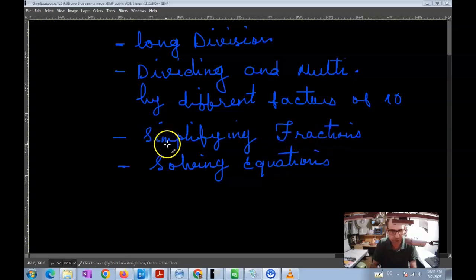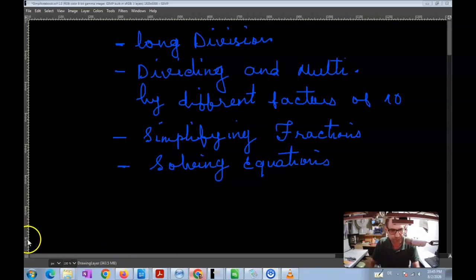We will have to learn a couple of things about simplifying fractions, which is again very useful and helpful when you're doing different things on numbers. And finally, we need to learn how to solve a certain type of equation, and then we will use all of these in all of these exercises. And of course, there might be other things as we go along. We will take care of them. Okay.